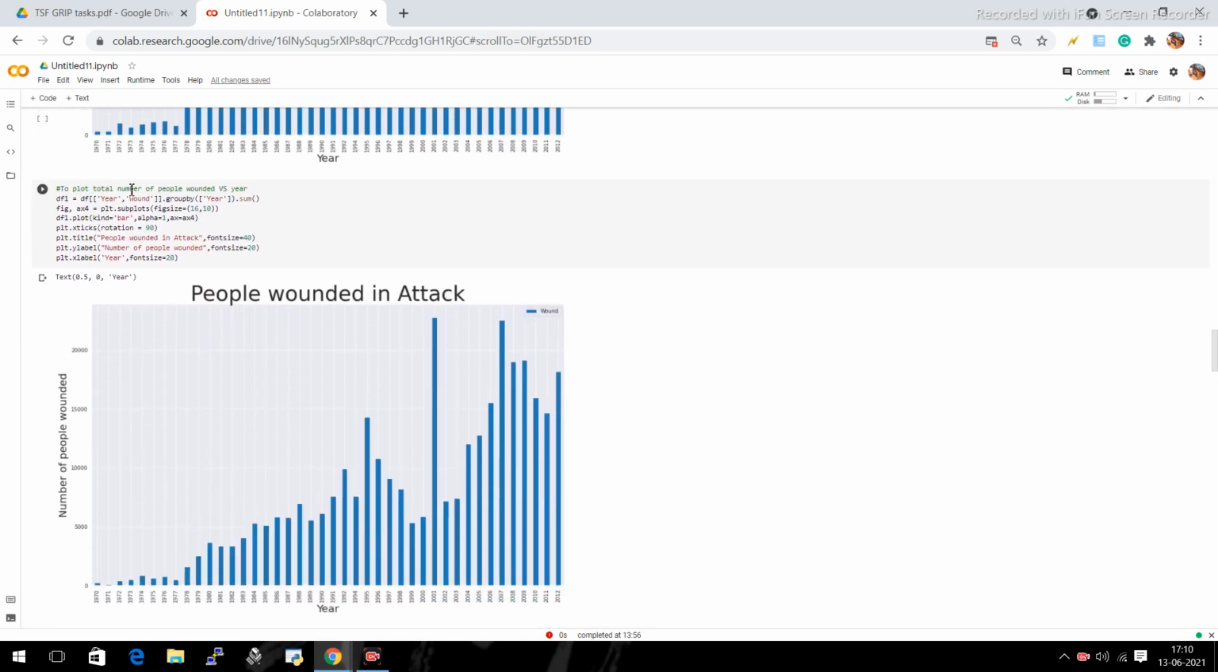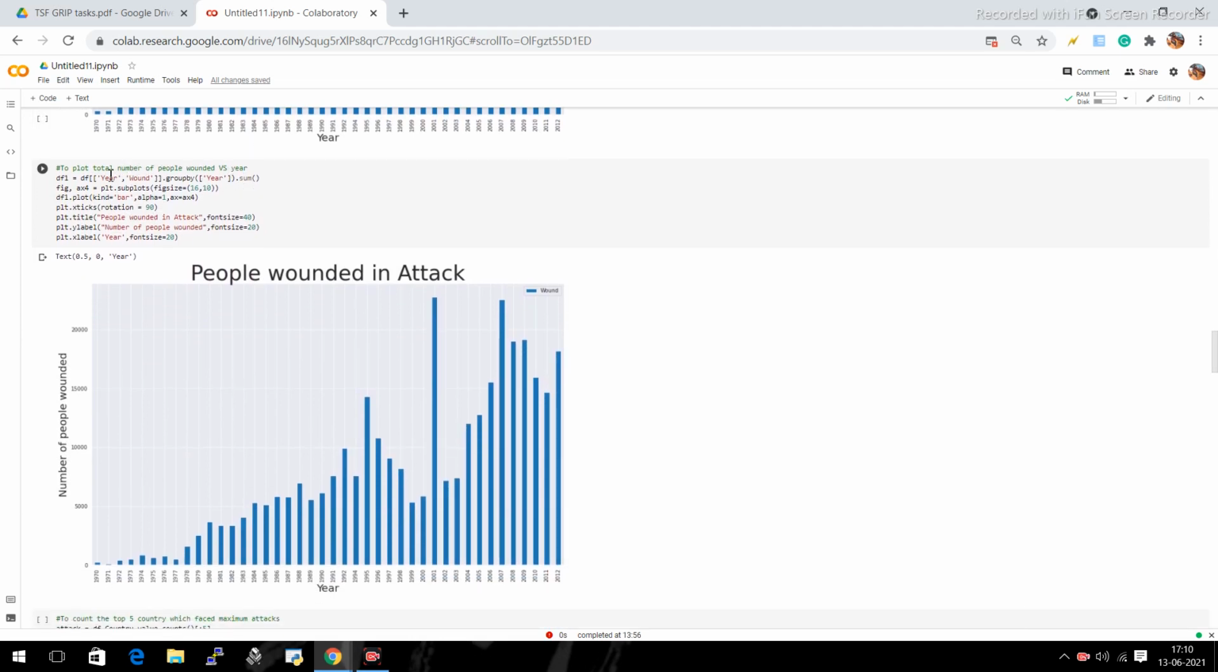Again, to find the total number of people wounded versus year, for this again we have used year and wound as columns, and then again we have grouped by according to year. Also in this graph we can find that the maximum number of people wounded were in 2001.